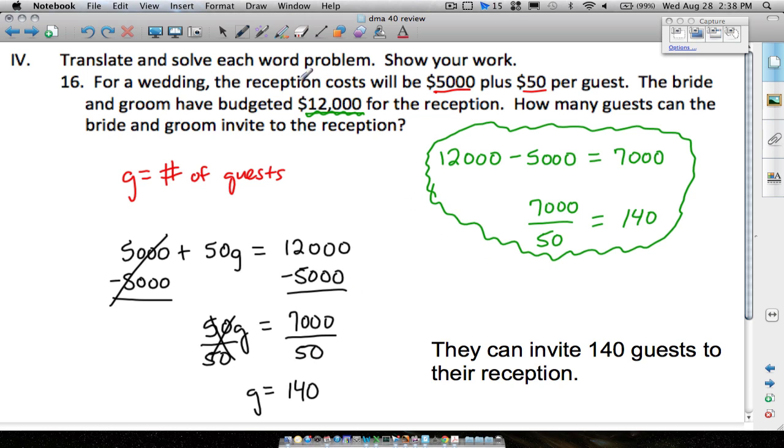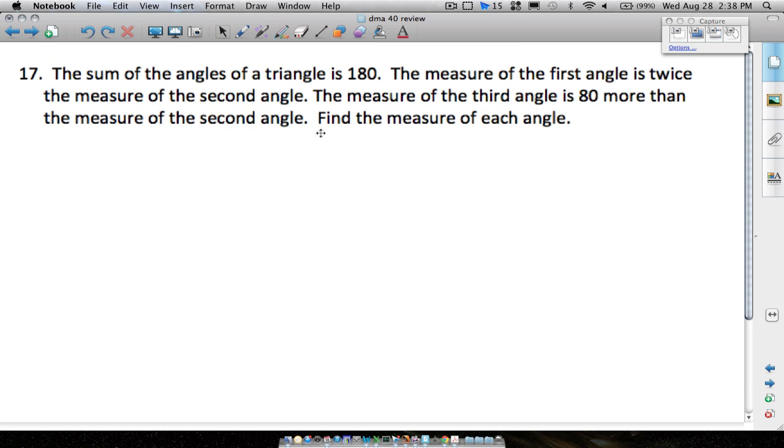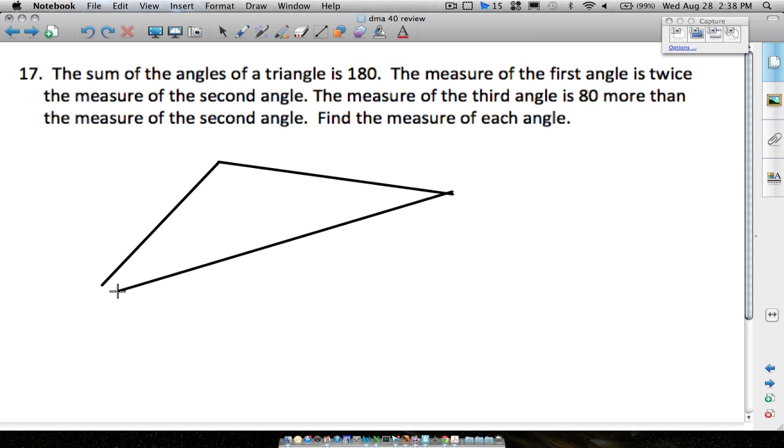So, that's number 16. Number 17, the sum of the angles of a triangle is 180. So there's a triangle. The measure of the first angle is twice the measure of the second angle. The measure of the third angle is 80 more than the measure of the second angle.